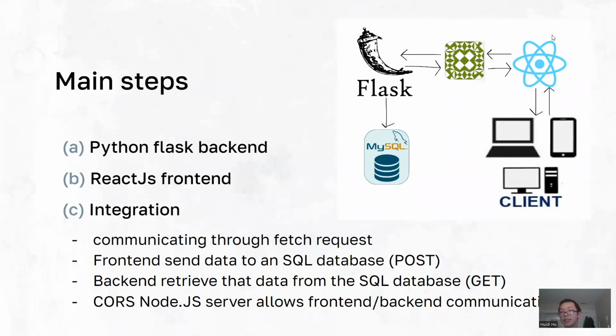Oh, and as the graphic suggests, the client, the React creates the input from client, which gives it to CORS and gives it to Flask, and then altogether sends it to the MySQL. But the reverse also applies. Flask gives its data, the response to CORS, which gives it to React, which gives it to the client.